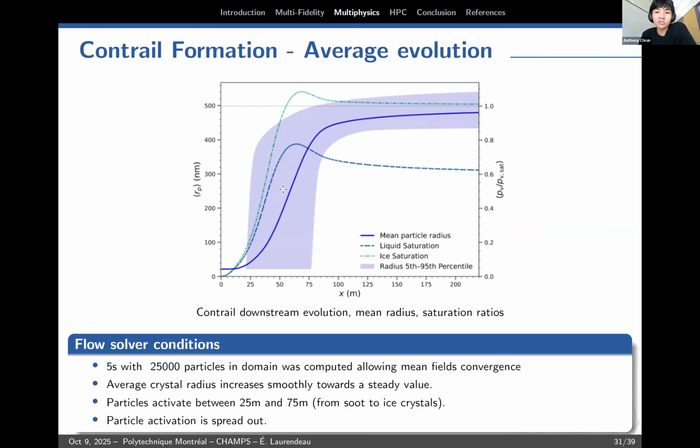And they will reach a steady value. So here it's about 500 nanometers. And so the formation of ice crystals is what causes radiative forcing, which is the root cause of emissions due to contrails.